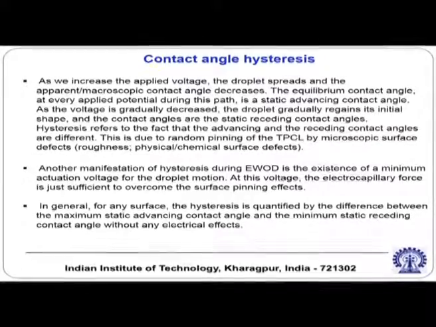In general, for any surface, hysteresis is quantified by the difference between the maximum static advancing contact angle and the minimum static receding contact angle without any electrical effects. This is how the hysteresis is defined, the difference between these two.